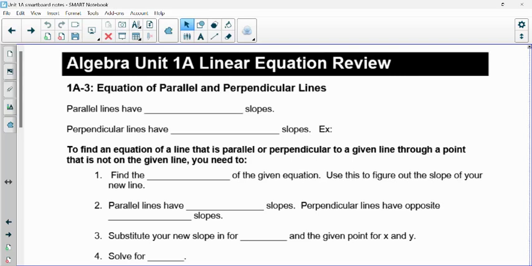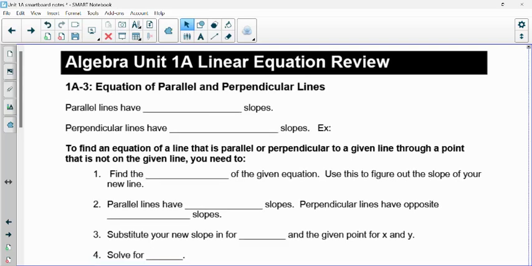All right, so again, we are on page 7, and we're going to be talking about parallel and perpendicular lines today. And the first thing we're going to just look at is what makes parallel lines versus perpendicular lines.